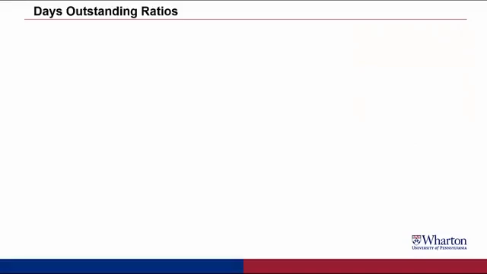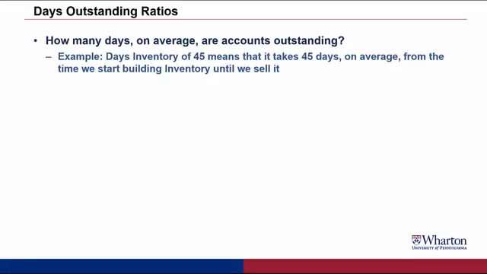Now let's transform these asset turnover ratios into days outstanding ratios. These ratios are going to tell us how many days on average a given account is outstanding. For example, if we had days inventory of 45, it means that it takes 45 days on average from the time we start building inventory until the time that we sell it.